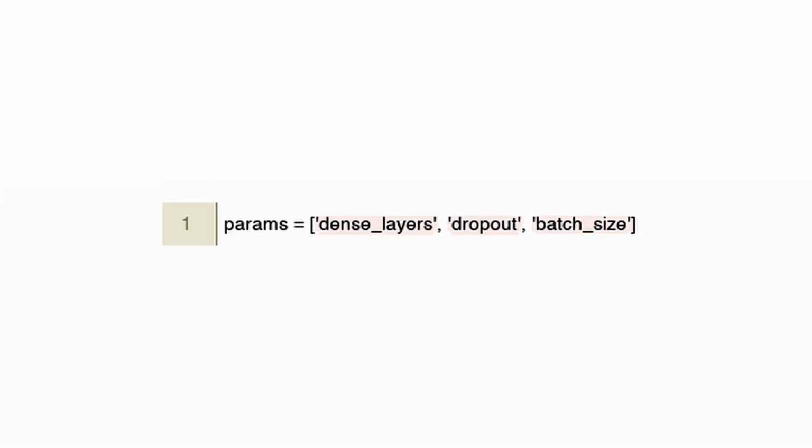This code sets up a list called params with 3 settings for training a model that forecasts financial returns. Dense layers is how many connected layers are in the model. Dropout is the rate at which data is excluded to avoid overfitting. And batch size is the number of data points trained at once. Tweaking these settings helps improve the model's predictions.